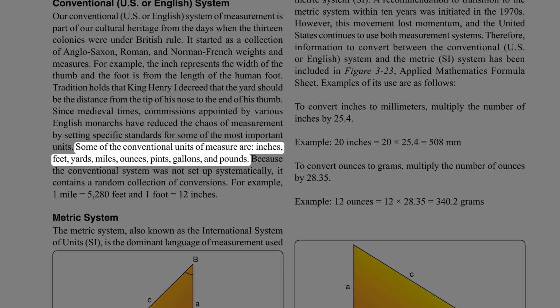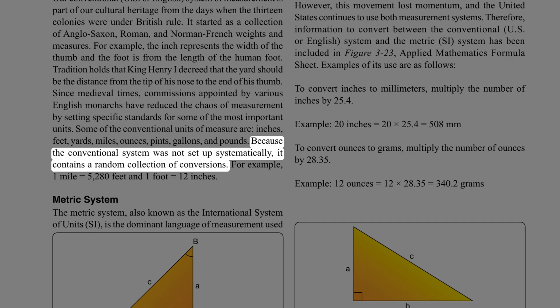Some of the conventional units of measure are inches, feet, yards, miles, ounces, pints, gallons, and pounds. Because the conventional system was not set up systematically, it contains a random collection of conversions.